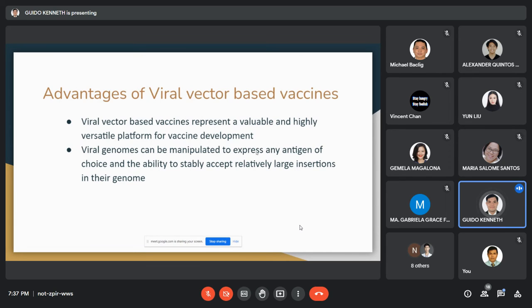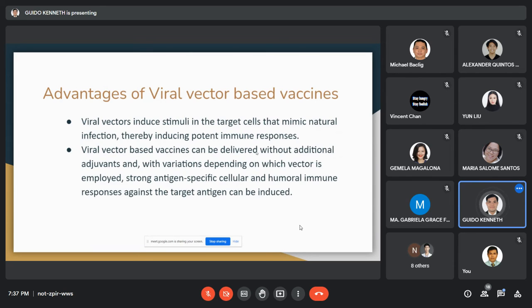The viral genomes can be manipulated to express any antigen of choice, and they have the ability to stably accept relatively large insertions in the genome. Also, viral vectors induce stimuli in the target cells that mimic natural infection, thereby inducing potent immune responses. Viral vector-based vaccines can be delivered without additional adjuvants, with variations depending on which vector is employed. Strong antigen-specific cellular and humoral immune responses against the target antigen can be induced.